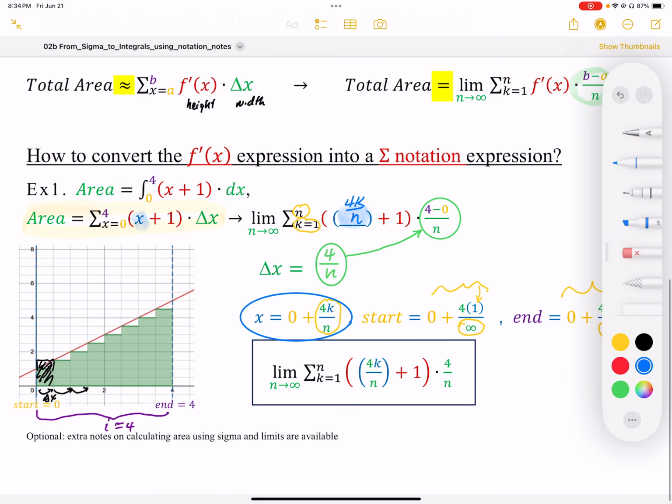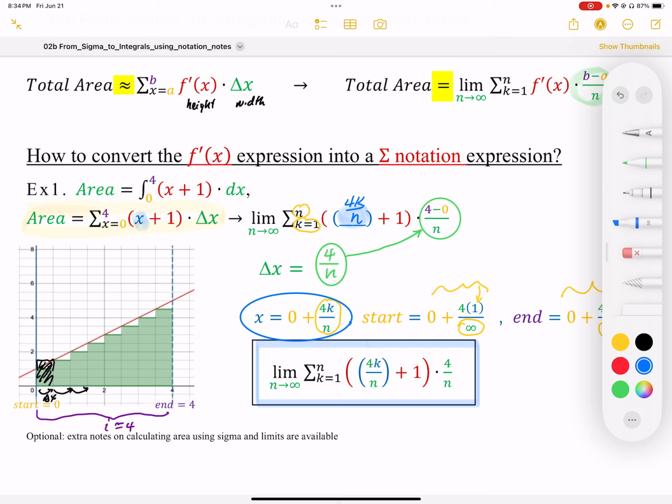So in the end, when I simplify this, my final sigma notation expression for this is going to be this one here. We have the limit as n goes to infinity from k to n. The 4k over n represents the x expression. That plus 1 is my f of x, and my delta x is my 4 over n.